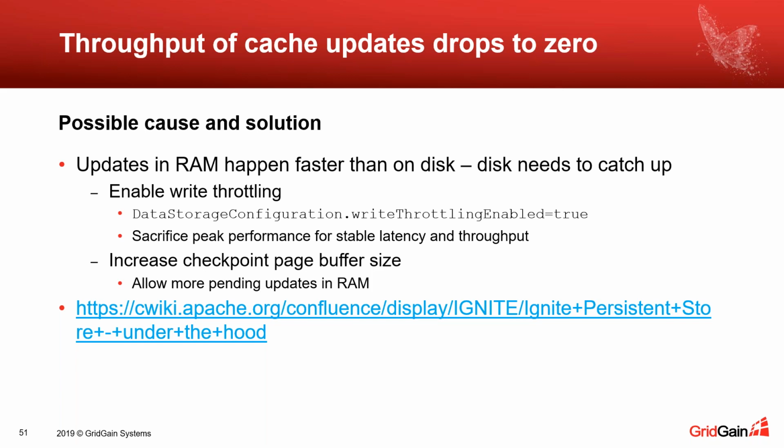To avoid that, the best way is to configure write throttling, which is a mechanism that basically evens your write performance with what your disk can give you. So your maximum throughput will not be as high, it will be somewhat lower, but it will be stable, and you won't see these peaks of throughput and drops to zero.